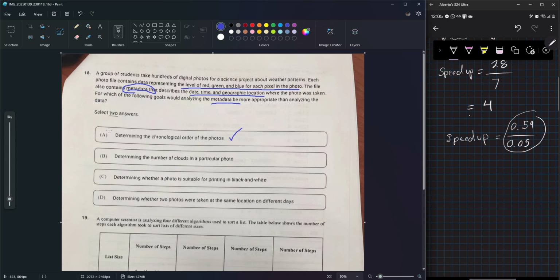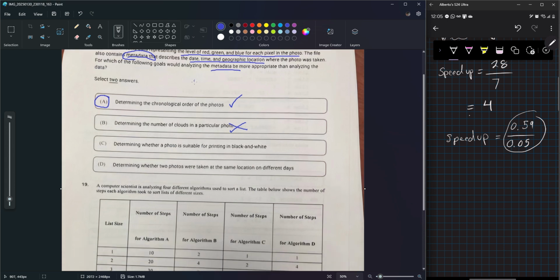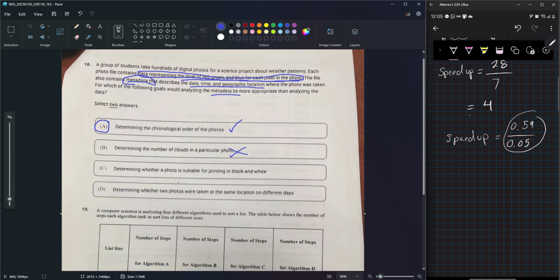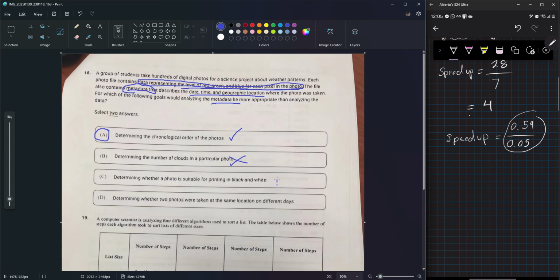Yes, that's one answer. Determining the number of clouds in a particular photo. The clouds would be in the actual image, not in the metadata. That's not the answer. Determining whether a photo is suitable for printing in black and white. Okay, so we know that, like, the levels of the color pixels. I don't know about this one.